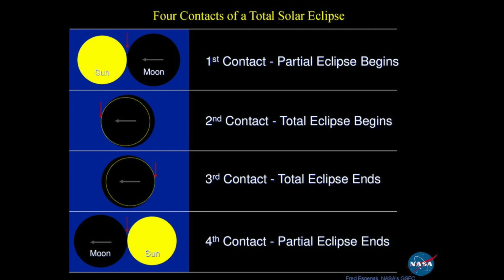Whereas the time interval between second and third contact is only a few minutes for a solar eclipse, the time interval between second and third umbral contact for a lunar eclipse is much longer, up to 3 hours, because of the larger size of the Earth's shadow compared with that of the Moon.